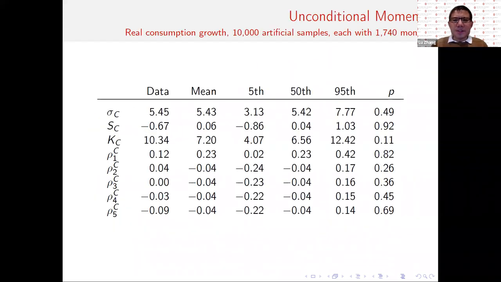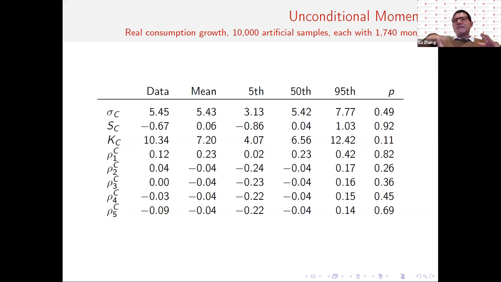All right, unconditional moments. So we simulate out of the model's stationary distribution. We simulate 10,000 artificial samples, and we calculate the basic moments on each sample. As noted, we're targeting the consumption volatility. As you can see, that's what we have. The first order correlation is a little bit higher than that in the data, but none of the p-values are significant. By the way, the p-value is the fraction out of the 10,000 artificial samples for which the model moment is higher than the data moment.